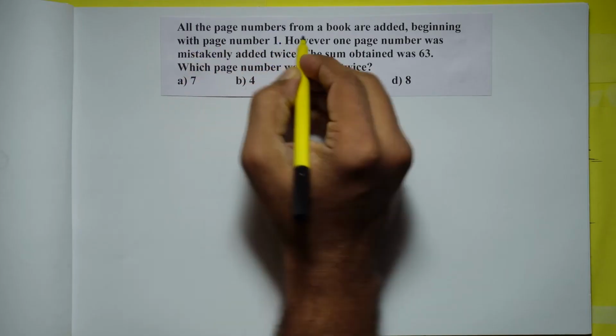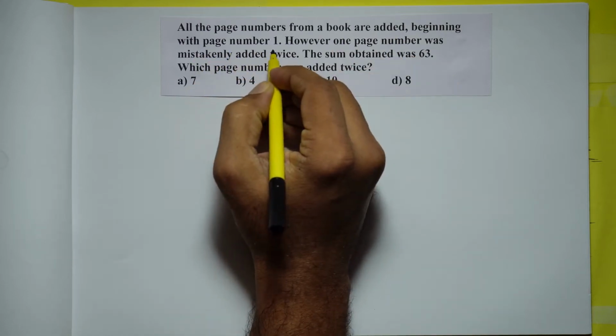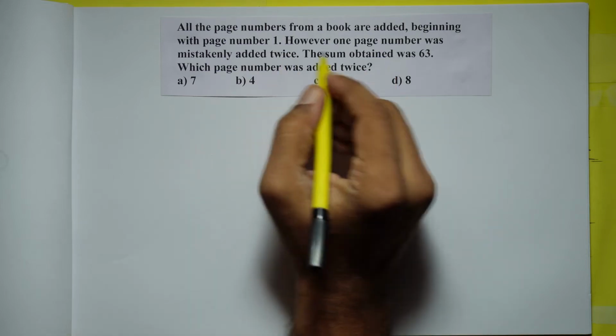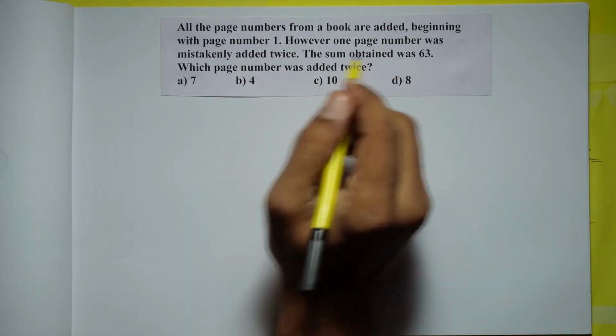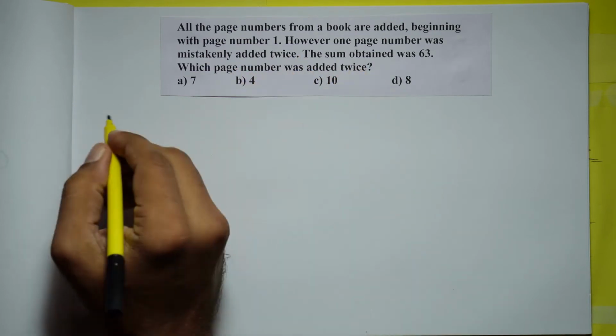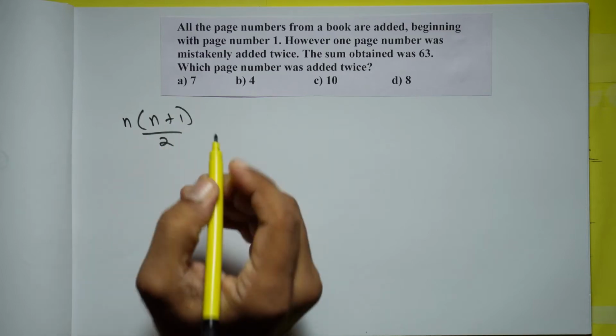All the page numbers from a book are added, beginning with the page number 1. So you are adding the numbers 1, 2, 3, and so on. So assume that there are n pages. Then if you add all the numbers 1 plus 2 plus 3 up to n, the total sum is obtained as n into n plus 1 by 2.